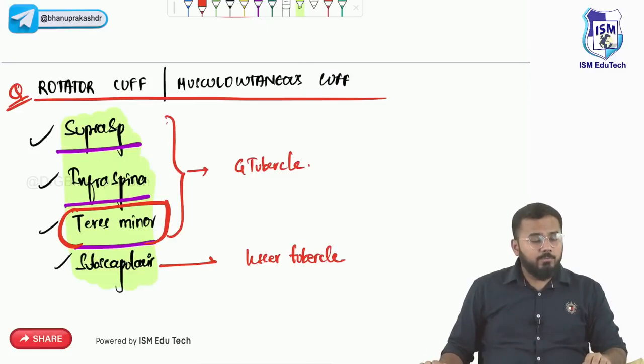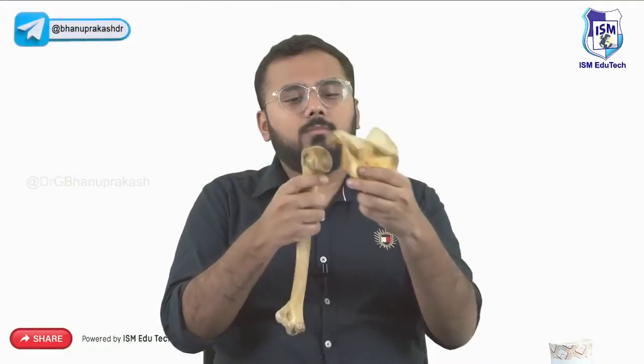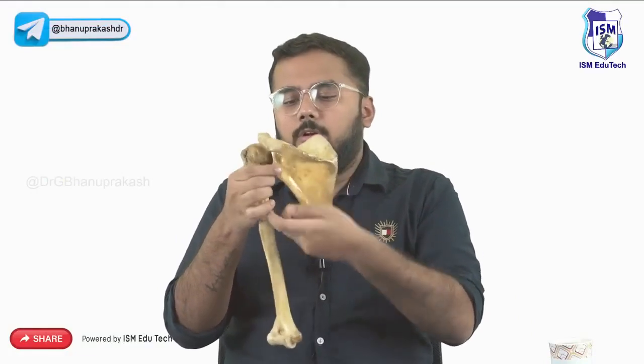Why supraspinatus? Look here now very carefully. This is how your humerus is attached. Now, where is supraspinatus? This is supraspinatus. Wherever my index finger is, this is the place of supraspinatus. Mostly commonly it is injured because it is more superficially located. So mostly injuries will happen to supraspinatus muscle.